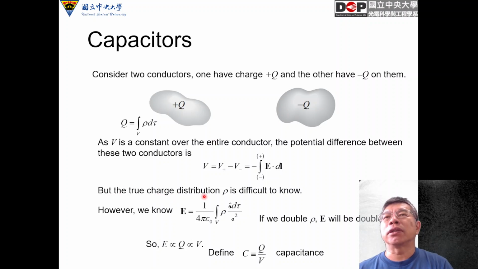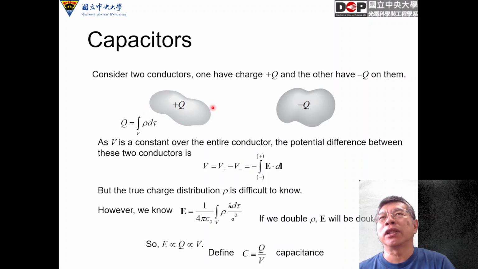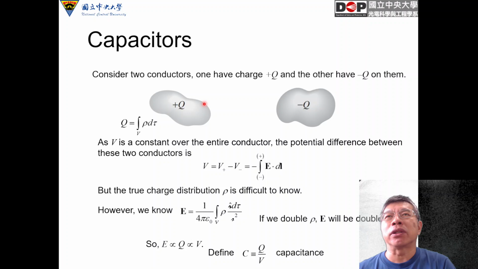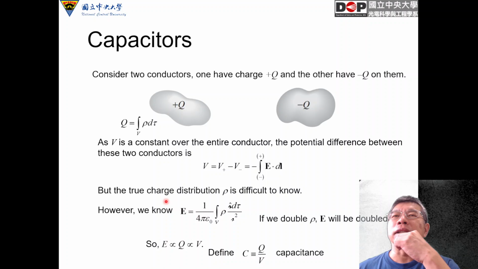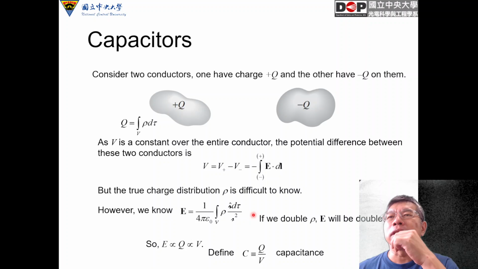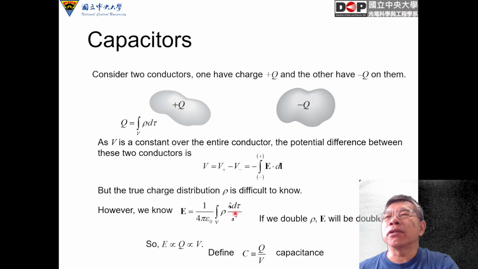But the true charge distribution is difficult to know, because the charge will distribute very fast into some steady state and then doesn't move anyway. We don't know the charge distribution. However, we know Coulomb's law, so we can figure out what the electric field is.